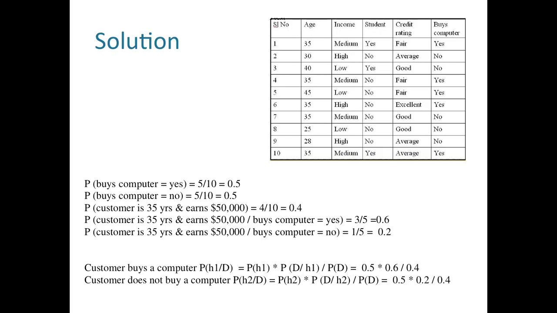So what this means is that for a customer who's 35 years old and earns a medium salary, around $50,000, the customer will buy a computer. Okay, that's what the Naive Bayes classifier is doing. And this is basically the way we build a classifier. So basically we take into account all the different probabilities.